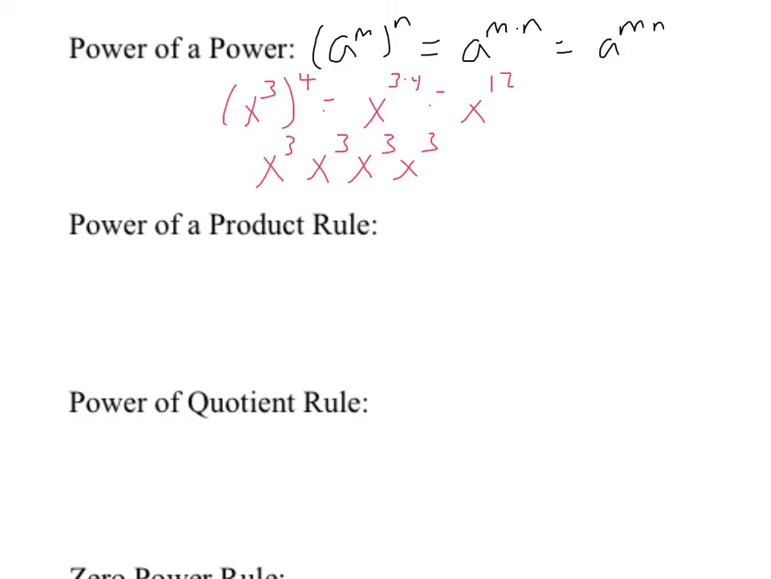And now if you go back to our first rule, the product of powers rule, we would add them all up, and we would get x to the 12th. So again, that's the longhand way. This would be the shorthand way.